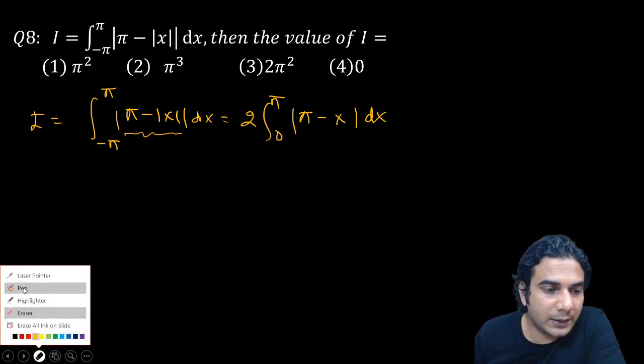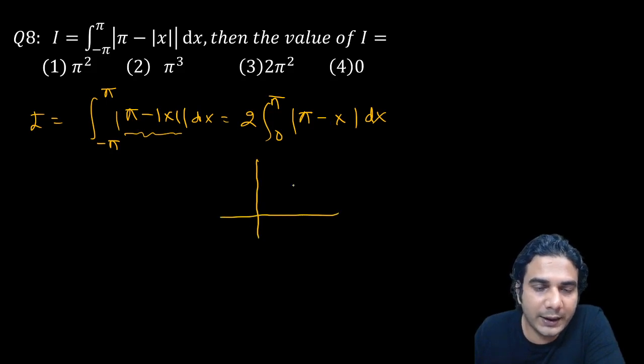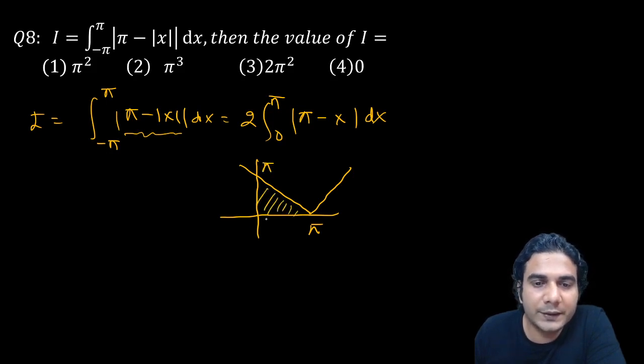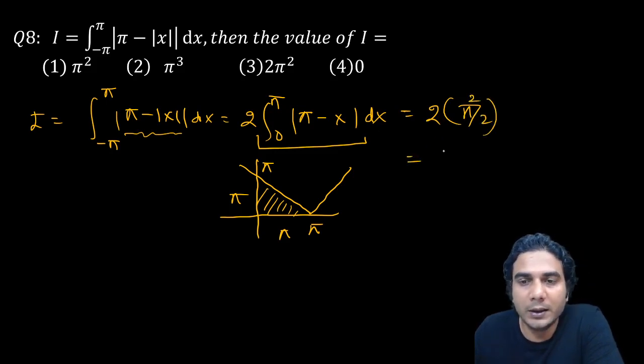In fact, you can remove pi minus x also because x is less than pi. You can write pi minus x. So I'll do it using area. This is the graph of pi minus x. This is pi. You need to integrate it. This is also pi, all right? So you need to integrate this. So this will be the area of this integral, right? And this is pi into pi by 2, so pi square by 2. So it's 2 into pi square by 2 using the application of area geometrical. So answer is pi square.